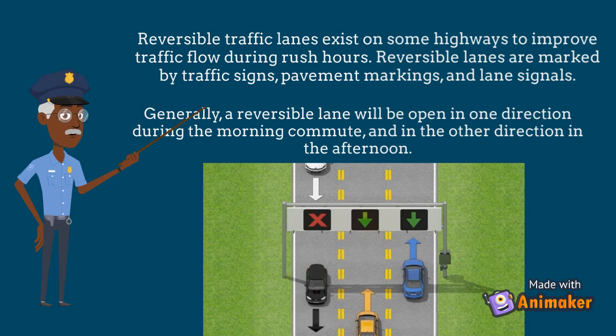Reversible traffic lanes exist on some highways to improve traffic flow during rush hours. Reversible lanes are marked by traffic signs, pavement markings, and lane signals. Generally, a reversible lane will be open in one direction during the morning commute, and in the other direction in the afternoon.